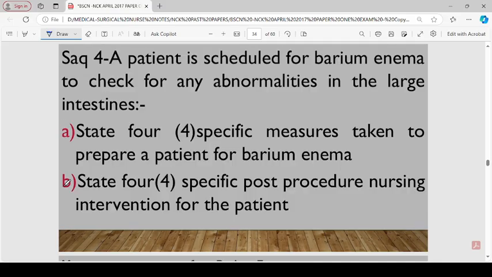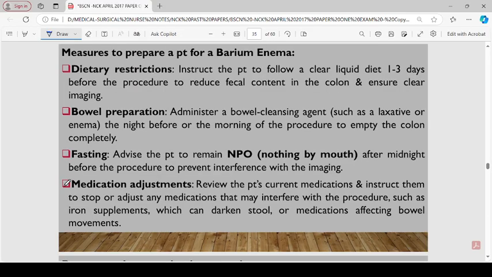Patient is scheduled for barium enema to check for any abnormalities in the digestion. You need to state 4 specific measures taken to prepare the patient for barium enema and 4 specific post-procedure nursing interventions for this patient.